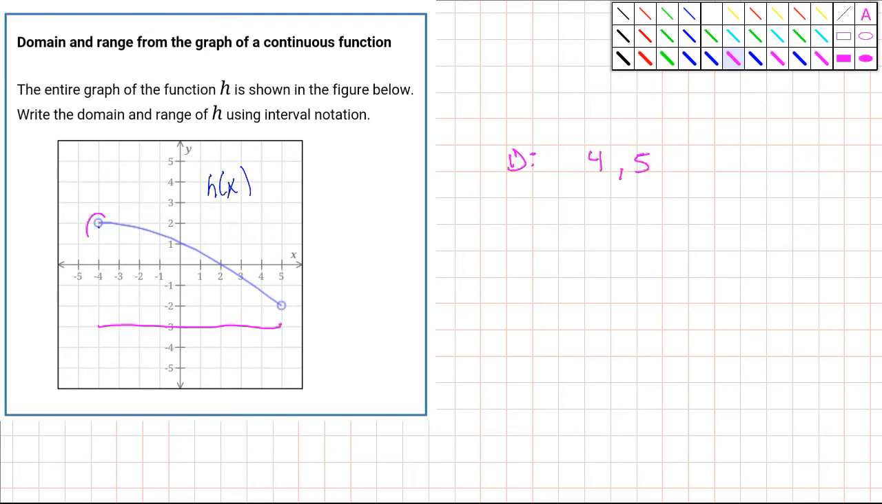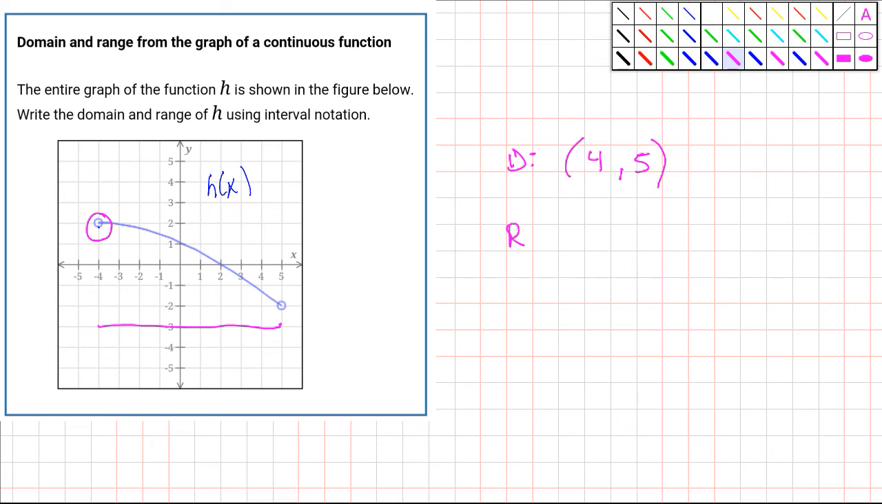At -4, do we have an open circle or a closed circle? If we have an open circle, then we have a parentheses. If we have a closed circle, then we would have a bracket. We look at 5, and it also has an open circle, so it also has a parentheses.